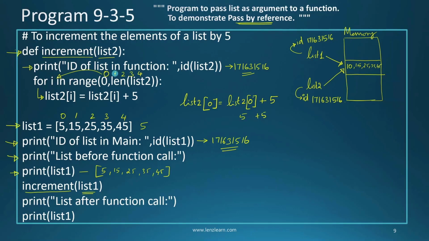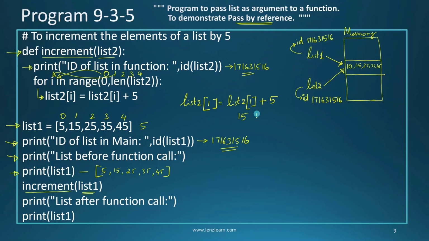Now the next value 1 will be loaded into i, so this will change. list2 of 1 is equal to list2 of 1 plus 5. Now what is the value of list2 of 1? That is 15.